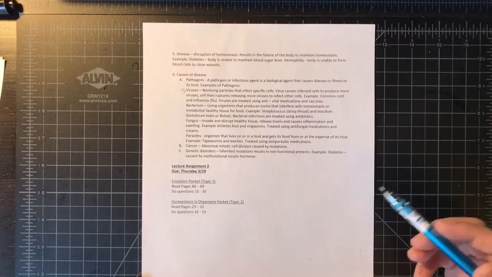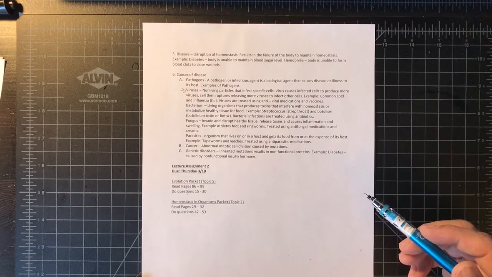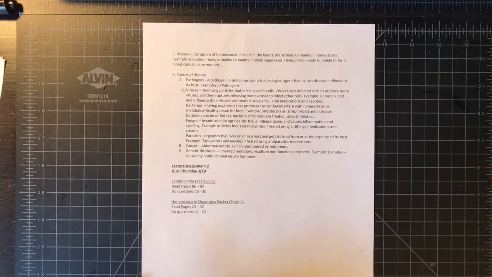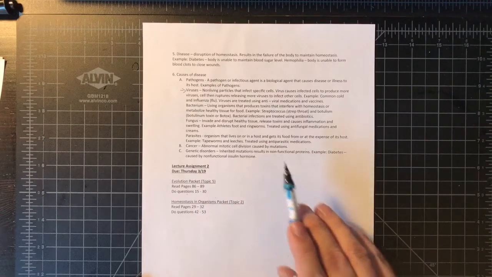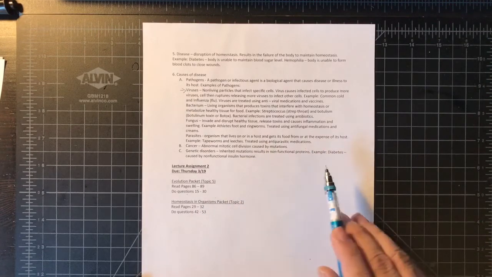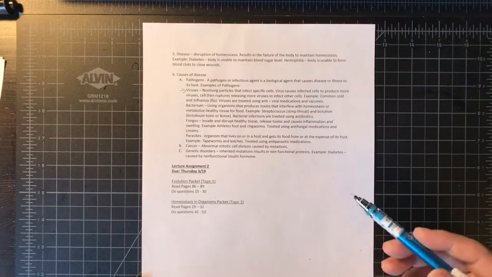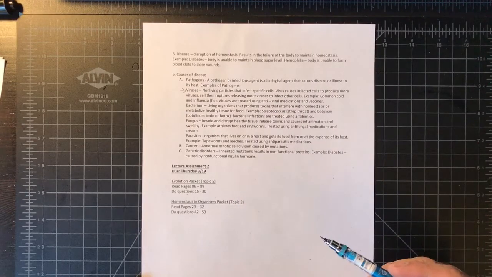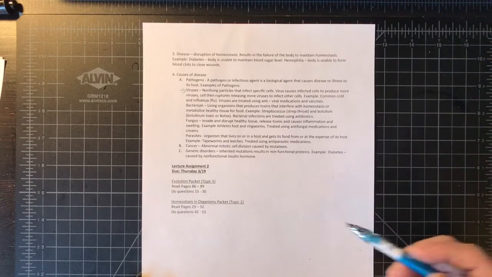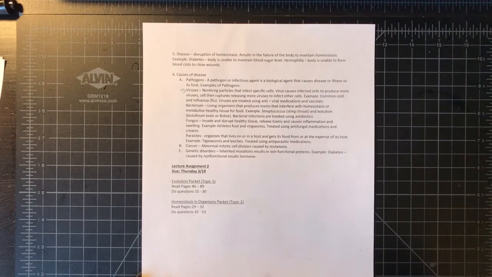B, cancer. We talked about cancers before. That's abnormal mitotic cell division caused by mutations. And C, genetic disorders. Again, we spoke about that. This is when you have a mutation that causes a non-functional protein. An example would be diabetes. Normally the insulin protein works. Well, for some reason the insulin protein or hormone doesn't work, and as a result, you can't maintain your blood sugar level.